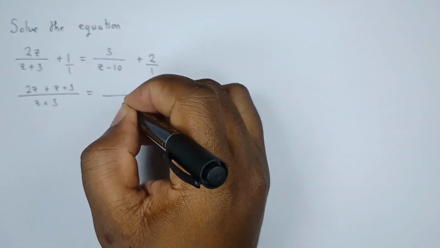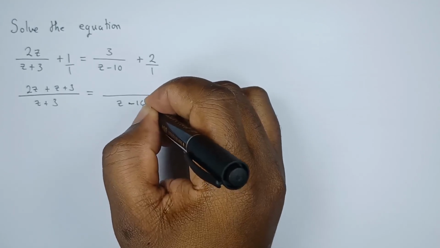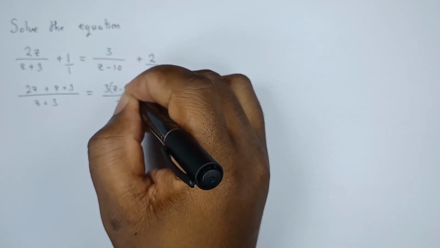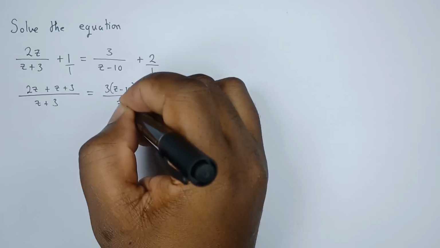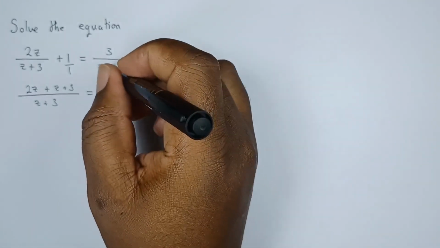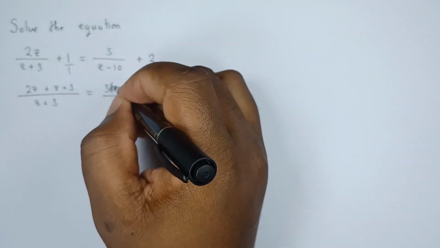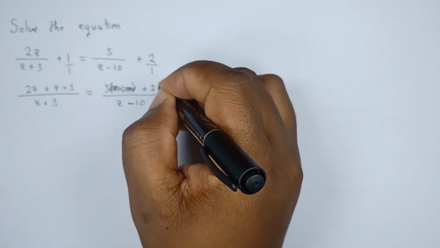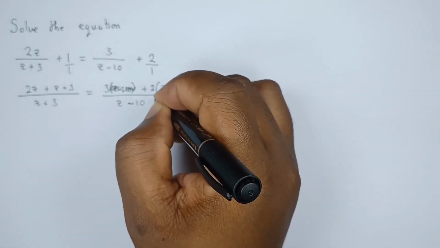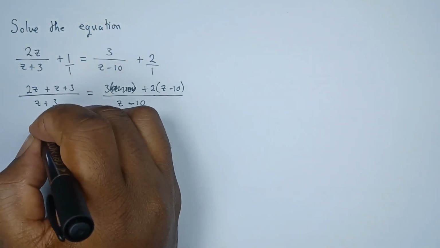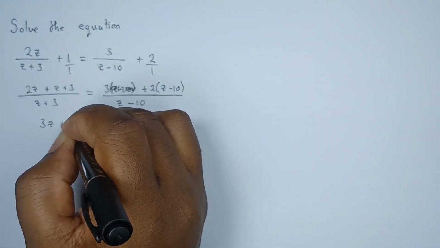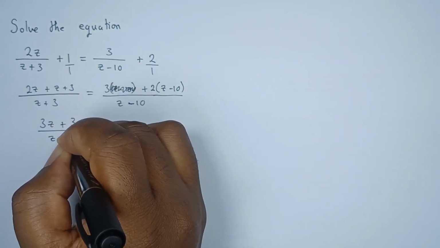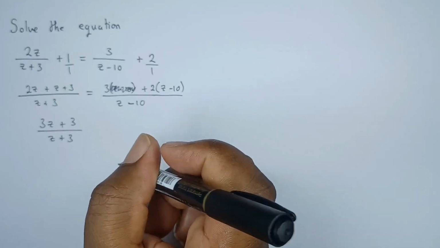Same thing here. The LCM will be z minus 10. So this into this, we get this times 3. That is 3 multiplied by z minus 10. 1 into this, I think I've made a mistake. This into this is 1. 1 times 3. So that's supposed to be 3. Sorry. This into this is this times 2. That will give us 2z minus 10. So this becomes 3z plus 3 divided by z plus 3, like that.